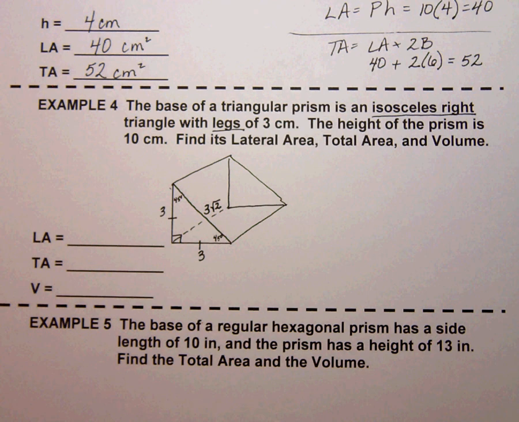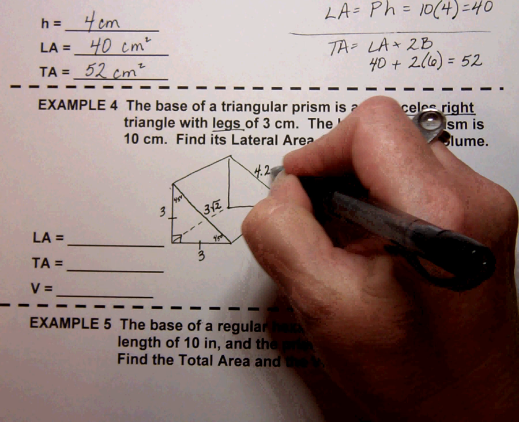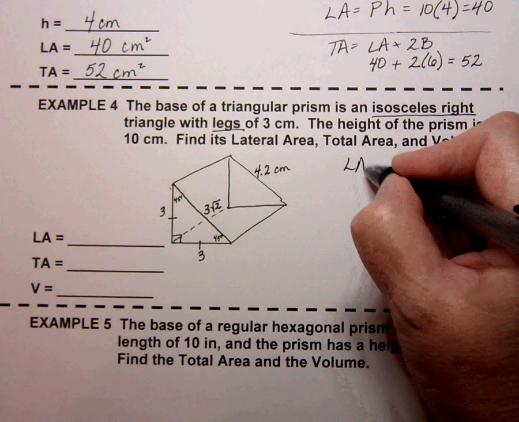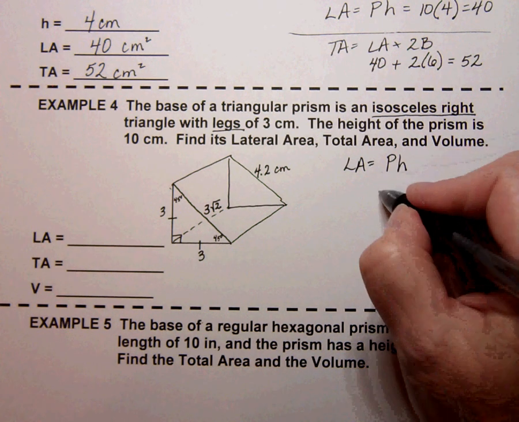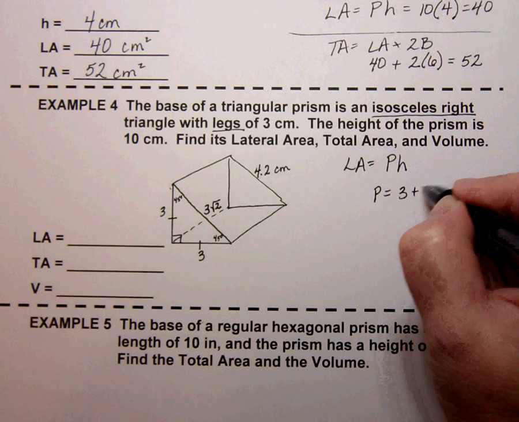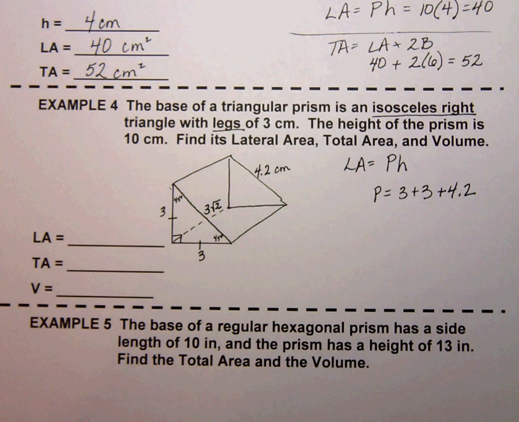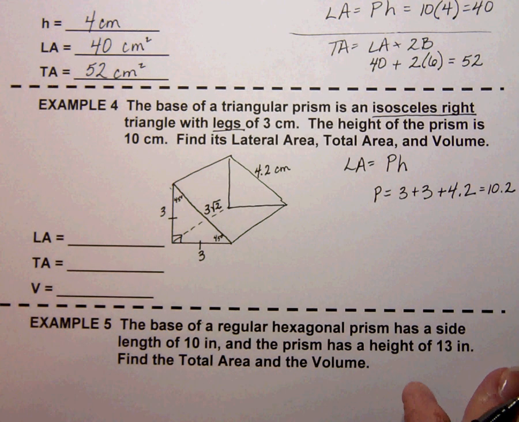That's about 4.2. So let's label it up here. This is about 4.2 centimeters. The reason we need that is because for the lateral area, remember, it's perimeter times the height. Now the perimeter on this one, you're going to add the two 3's of the legs with the hypotenuse 4.2. So that's going to be 10.2, yeah. So 10.2 is going to be the perimeter of the triangle.